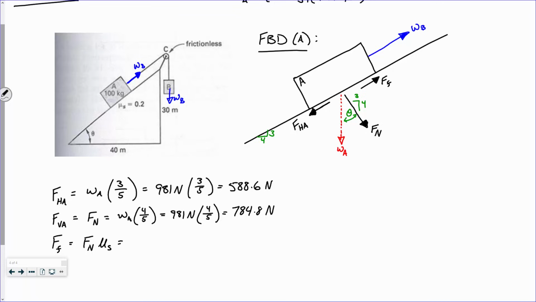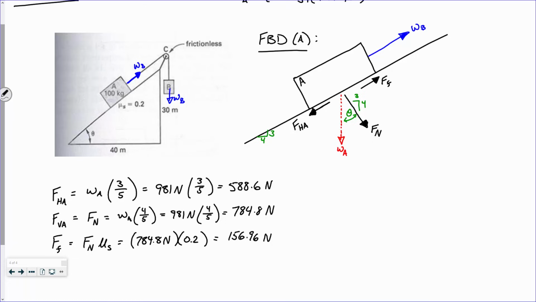There we go. The coefficient of static friction, mu. So that is 784.8 newtons, times 0.2. Plug and chug. What was that? 156.96. Everybody get that? Good? All right.